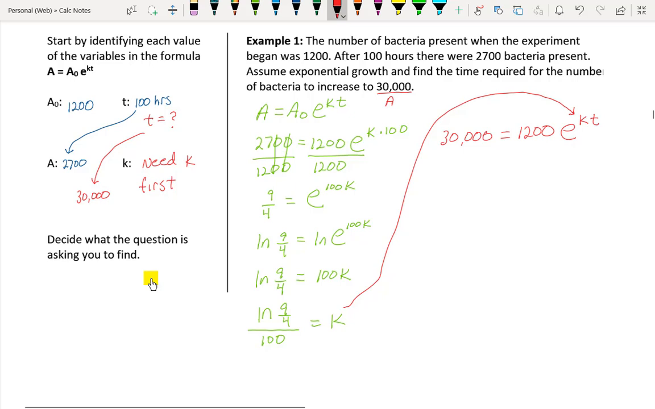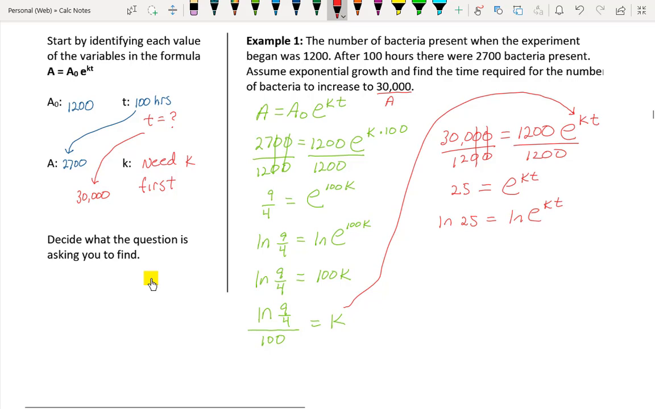So I'm going to divide out the 1,200 just like we did before. So we'll go ahead and do that. Get rid of that. Cancel off some zeros here again. So we've got 300 over 12. If you divide that, that's 25. Equals e to the k times t. So remember, this time we're solving for t. So I'm going to log both sides again. The log of 25 equals the log of e to the k times t.